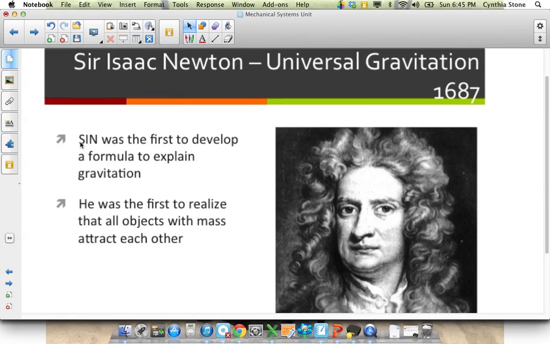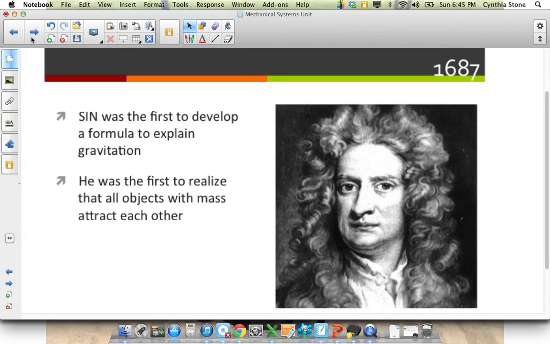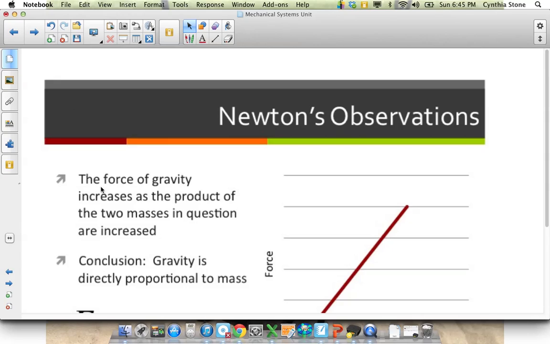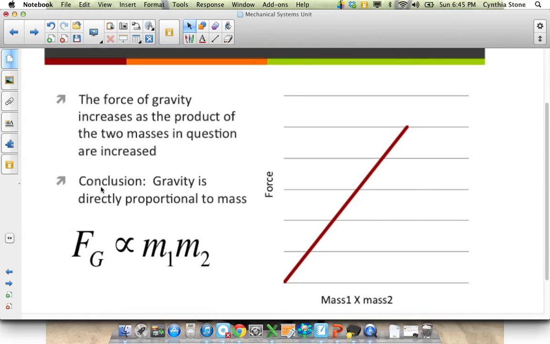So Sir Isaac Newton did most of the work that we study in high school, including gravitation. He really was the first one to realize that gravity was more than just an apple falling to the Earth. He's the one with the famous story of the apple. He also realized that all objects attract each other, and we can calculate that. He made some observations, and this looks confusing, but don't worry about it too much. It'll come out in just a simple equation.